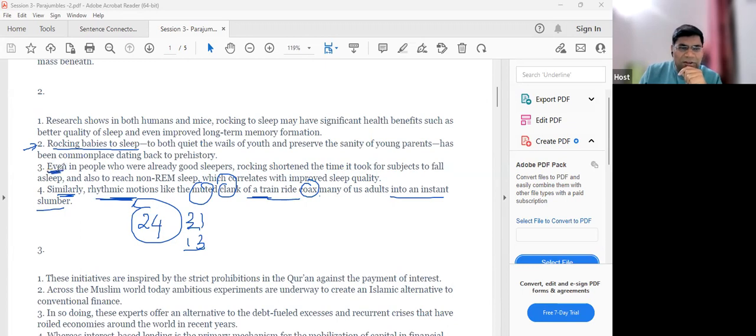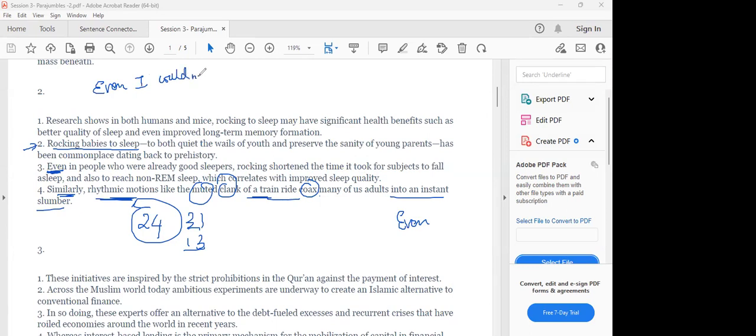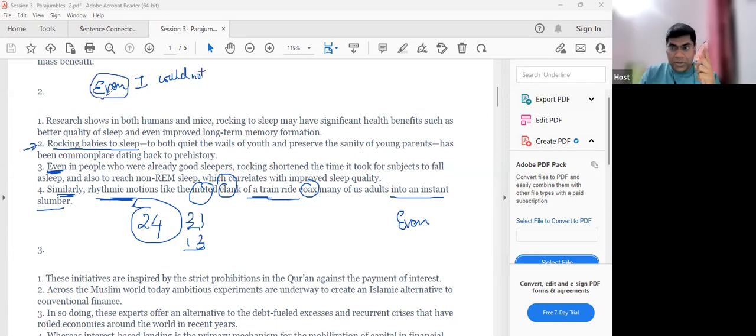Why did you use this? What is the meaning of the word even? What is the purpose of the word even? Can you tell me? Even I would not. +1. It is adding something. It is adding something by way of emphasis. Why do we use even? To add something by way of emphasis. It is a positive comparison, not a contrast. Yes, positive comparison. But because something has come before, you can use even.